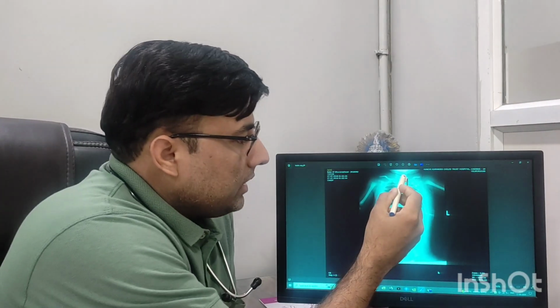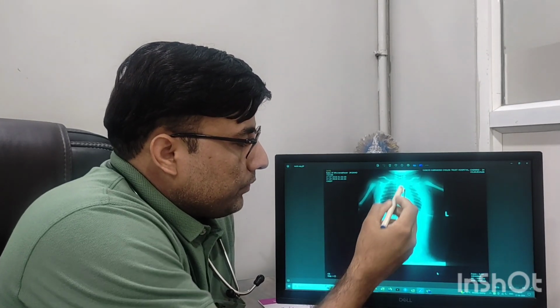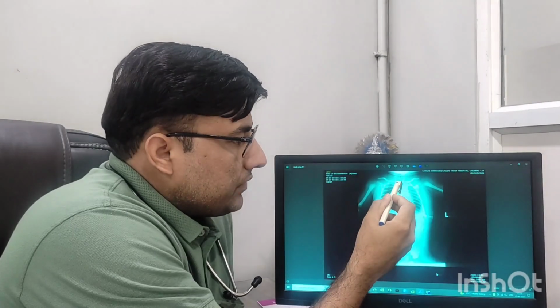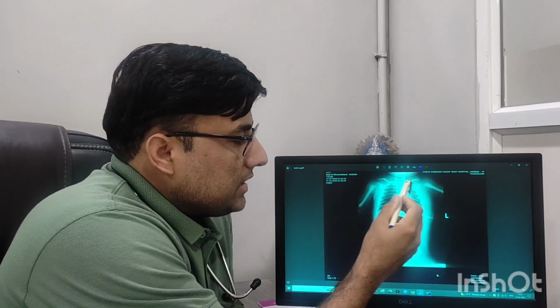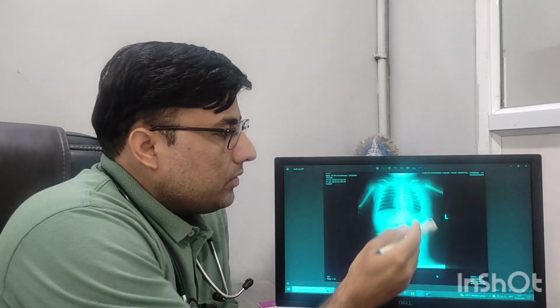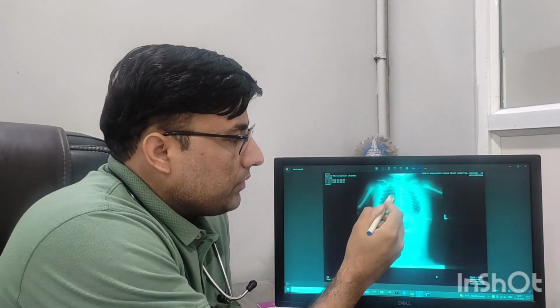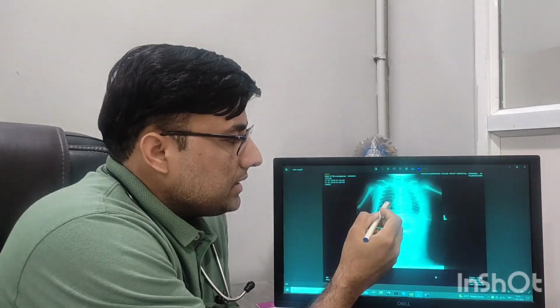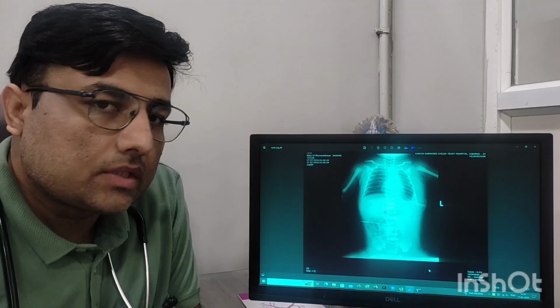So this second point is more important. Sometimes what will happen, the baby will be centralized from above, but the baby will be rotated from below. So we have to see both points, clavicle distance and hemithorax.